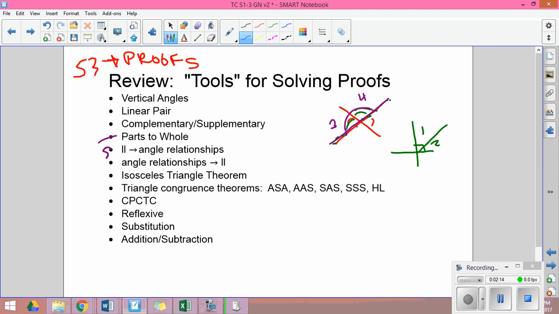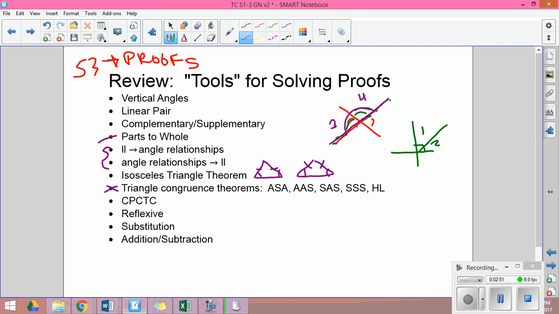In Unit 2, we had all of our parallel lines and angle relationships. We learned if we were given parallel lines, we got certain angle relationships, like corresponding were equal, alternate interior were equal. If we knew those angle relationships, that same side interior were supplementary, we could conclude lines were parallel. We just recently had the Isosceles triangle theorem, which said if I know the sides, I get the angles, or conversely, if I know the angles are equal, I get the sides are equal.